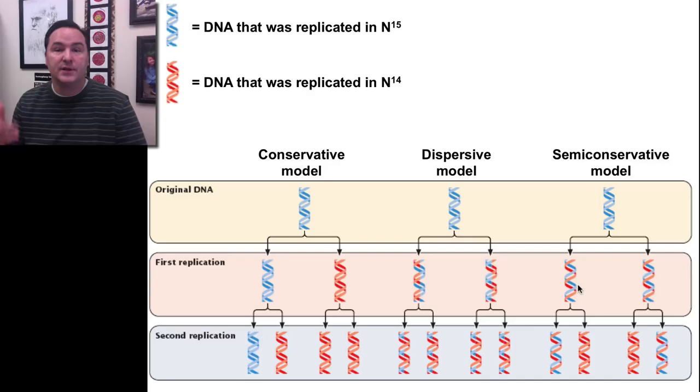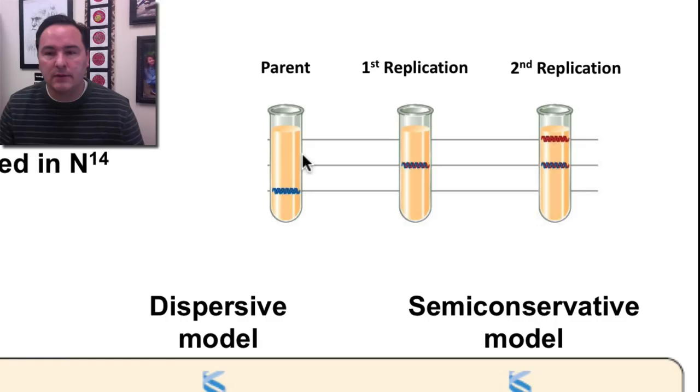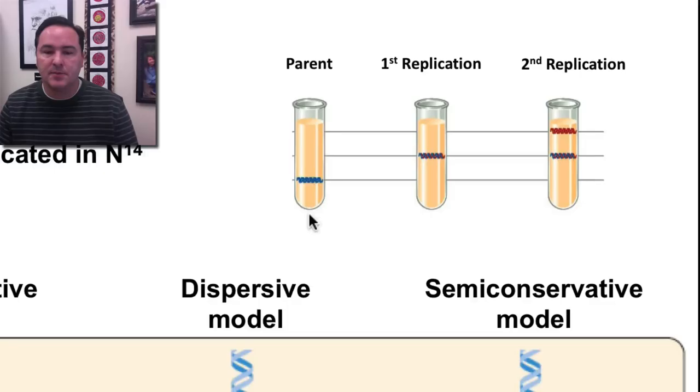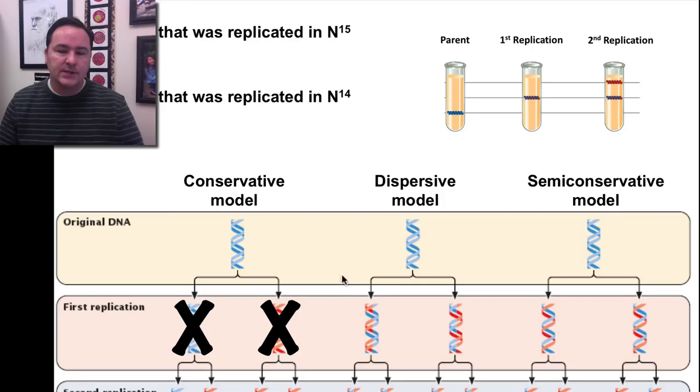So let's go back to our results. This is what we saw. In the parent DNA, we saw, again, just the heavy, only nitrogen 15 strands coming down to the bottom. So that matches up to all three models. At that starting point, all three models match up fine with that. Then we go to the first replication point, where everything was right in the middle. And that rules out immediately the conservative model.